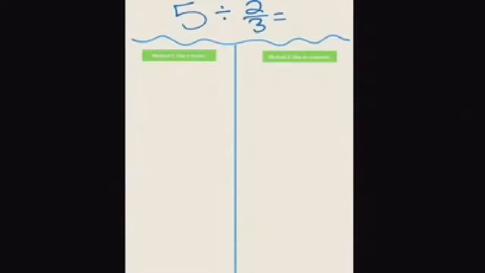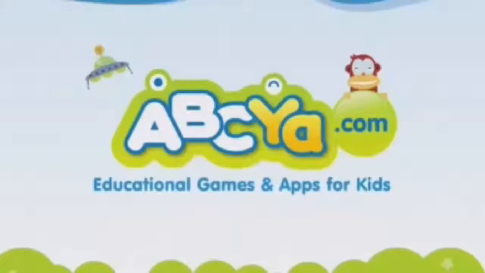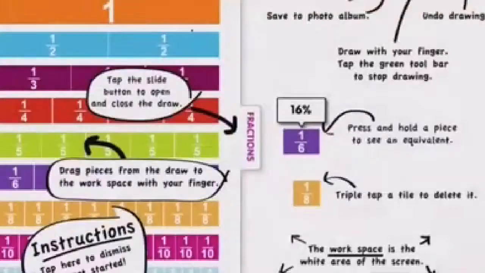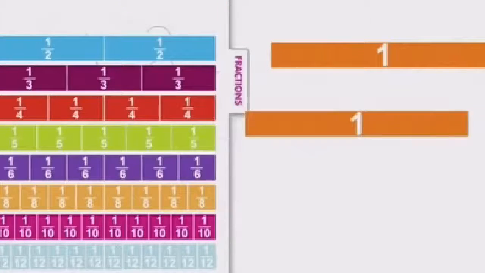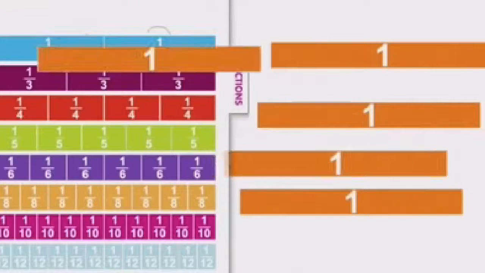Let's try another one. Now we've got 5 divided by 2/3. So again, let's start by using a model. Pull up your virtual manipulatives. Okay, I'm going to start by writing 5 divided by 2/3. And again, start by modeling the number 5. 2, 3, 4, 5. I'm just going to space these out a little so we've got room.